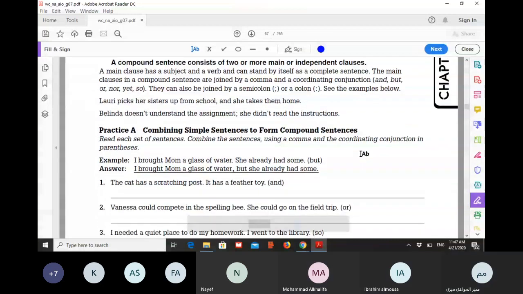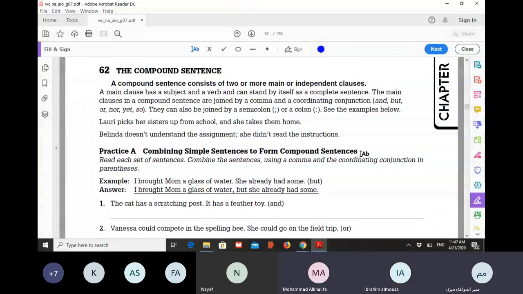Naif or Mahmoud. And Abdullah Sadiq. I saw Abdullah Sadiq has come. Yeah, teacher. Hi, teacher. Abdullah, can you please read the direction at page 62? Okay. The compound sentence. A compound sentence consists of two or more main or independent clauses.